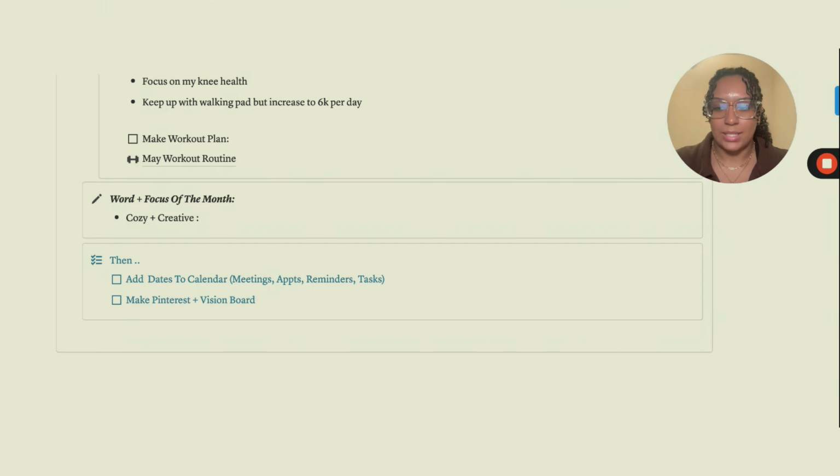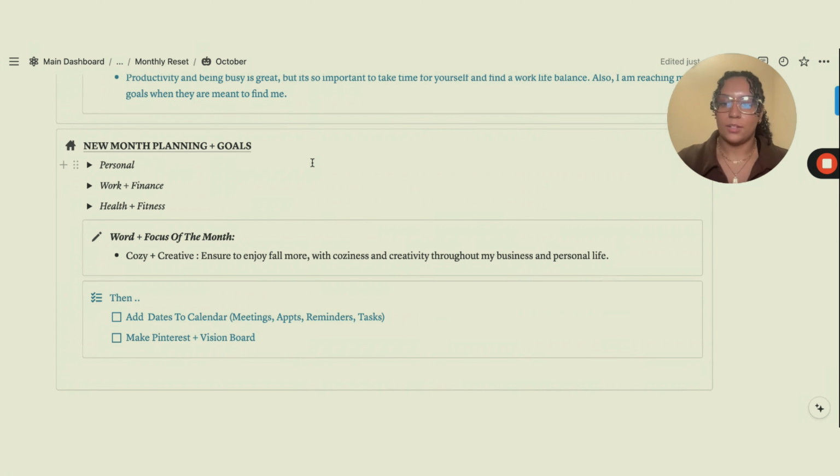Focus of the month. Let's see. Ensure to enjoy fall more with coziness and creativity throughout my business and personal life. So yeah, I think that pretty much sums that up. That pretty much wraps up the new month planning goals as far as the Notion board goes.